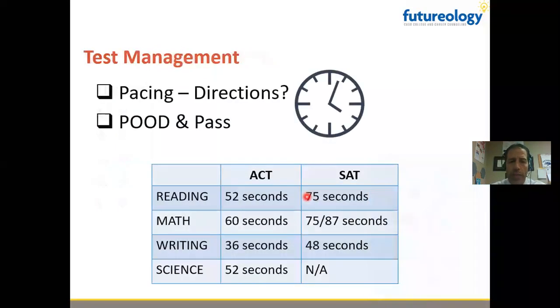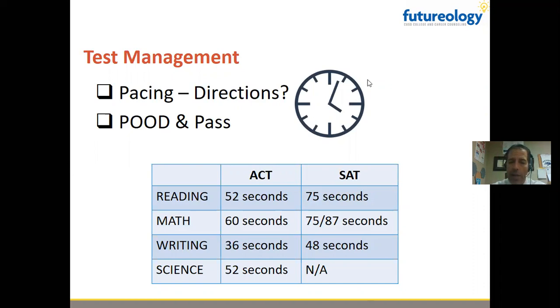So the first one is your pacing, okay? And we talked about pacing already, right? Remember last week we talked about the rabbit and the turtle, and we talked about being more like the turtle, going slower, okay? So now again, on the math section over here, here's the timing again.